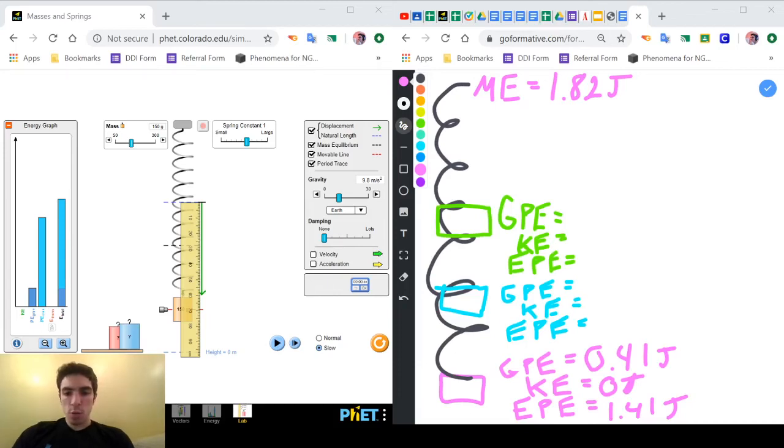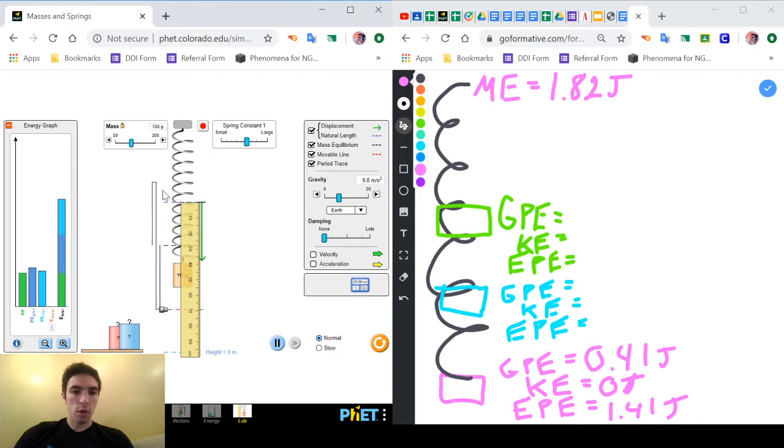Okay, so yesterday we analyzed one part of this spring system for its gravitational potential, its kinetic, and its elastic potential energy. I left the results from yesterday's work down here at the bottom in pink, as well as the mechanical energy that we got up here, also in pink, of 1.82 joules. Today our goal is to do the same kind of analysis for the top part of this oscillation, and I'm going to play this for a second just so that we can see sort of what I mean.